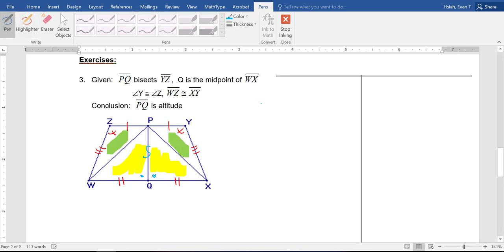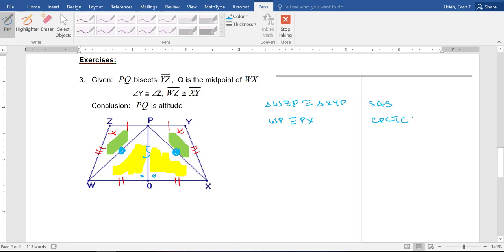So what I'm going to end up doing is proving triangle WZP congruent to triangle XYP by SAS. And then the information I can borrow from that is that WP is congruent to PX. I can get that these two sides are congruent to each other right there.